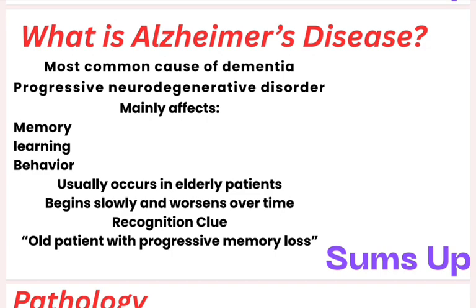So what is Alzheimer disease? It is the most common cause of dementia, which is a progressive neurodegenerative disorder. It mainly affects memory, learning, and behavior. It causes loss of learned motor skills and language, and changes in behavior and personality. Patients become mute and bedridden. Infection is a common cause of death in Alzheimer's disease. It usually occurs in elderly patients, begins slowly and worsens over time. So the recognition clue for Alzheimer's would mostly be an old patient with progressive memory loss. It's Alzheimer's.